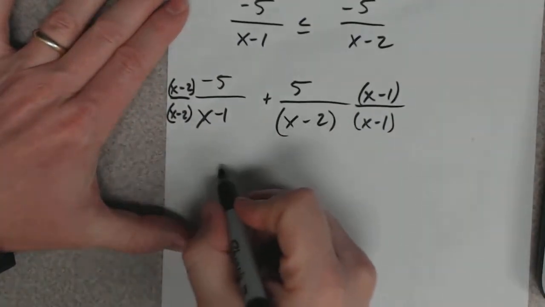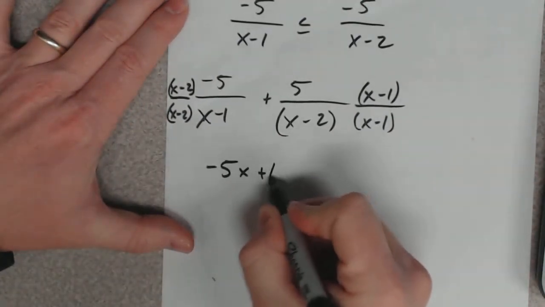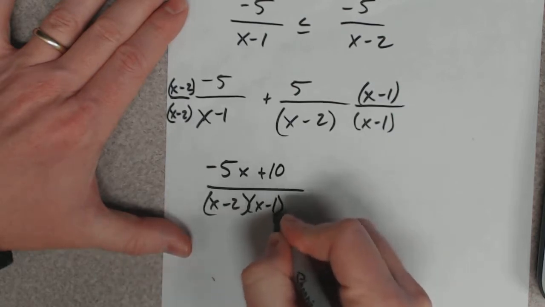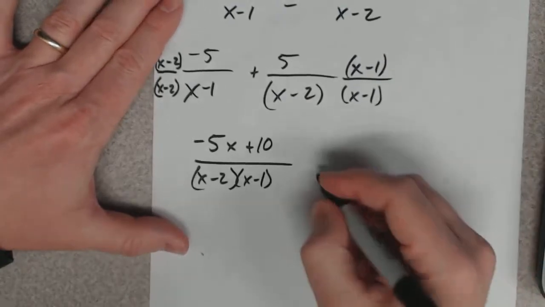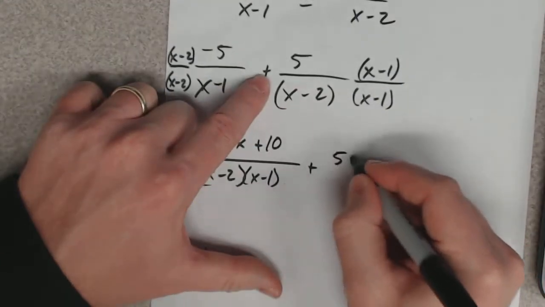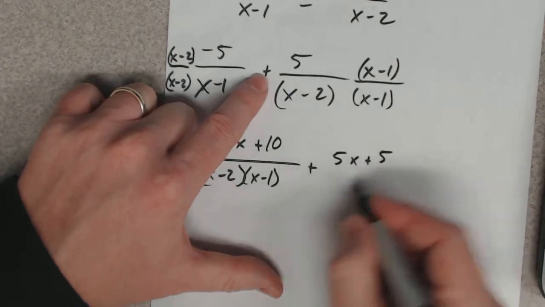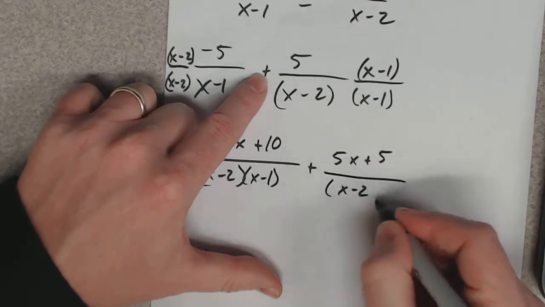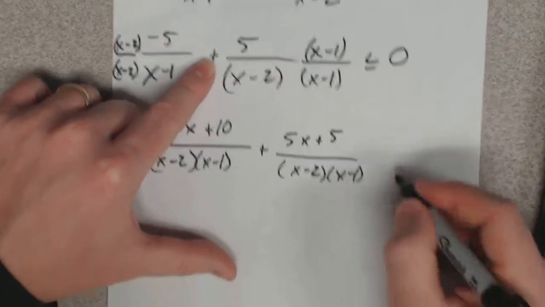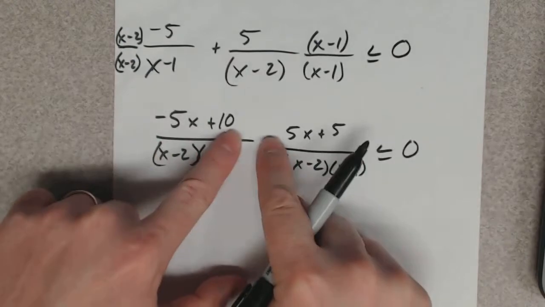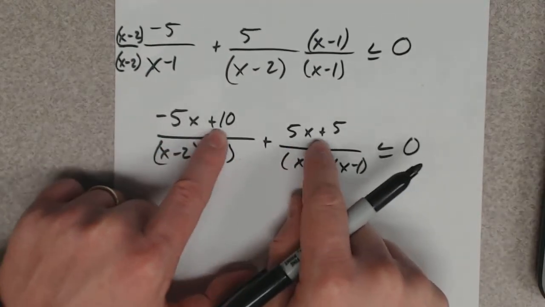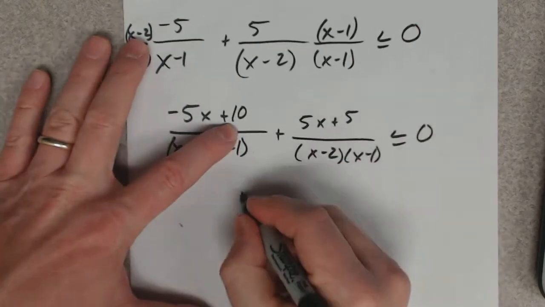Okay, so we wind up with negative 5x plus 10 over x minus 2 times x minus 1. Don't multiply that out because you just factor it back out here in a second. Multiply the top here, 5x plus 5 over x minus 2 times x minus 1. I forgot to put my less than or equal 0 here. Now this stuff just goes together. Negative 5 plus 5 is nothing, and 10 plus 5 is 15.